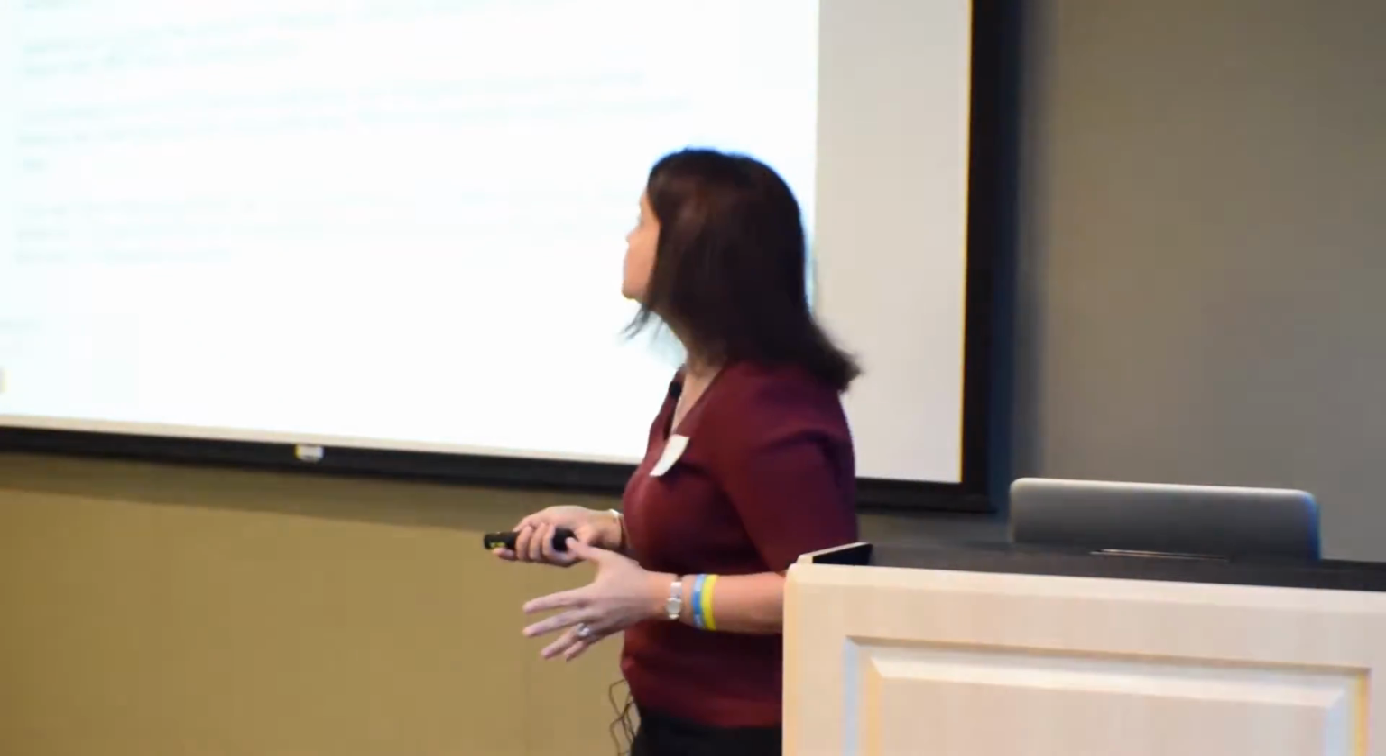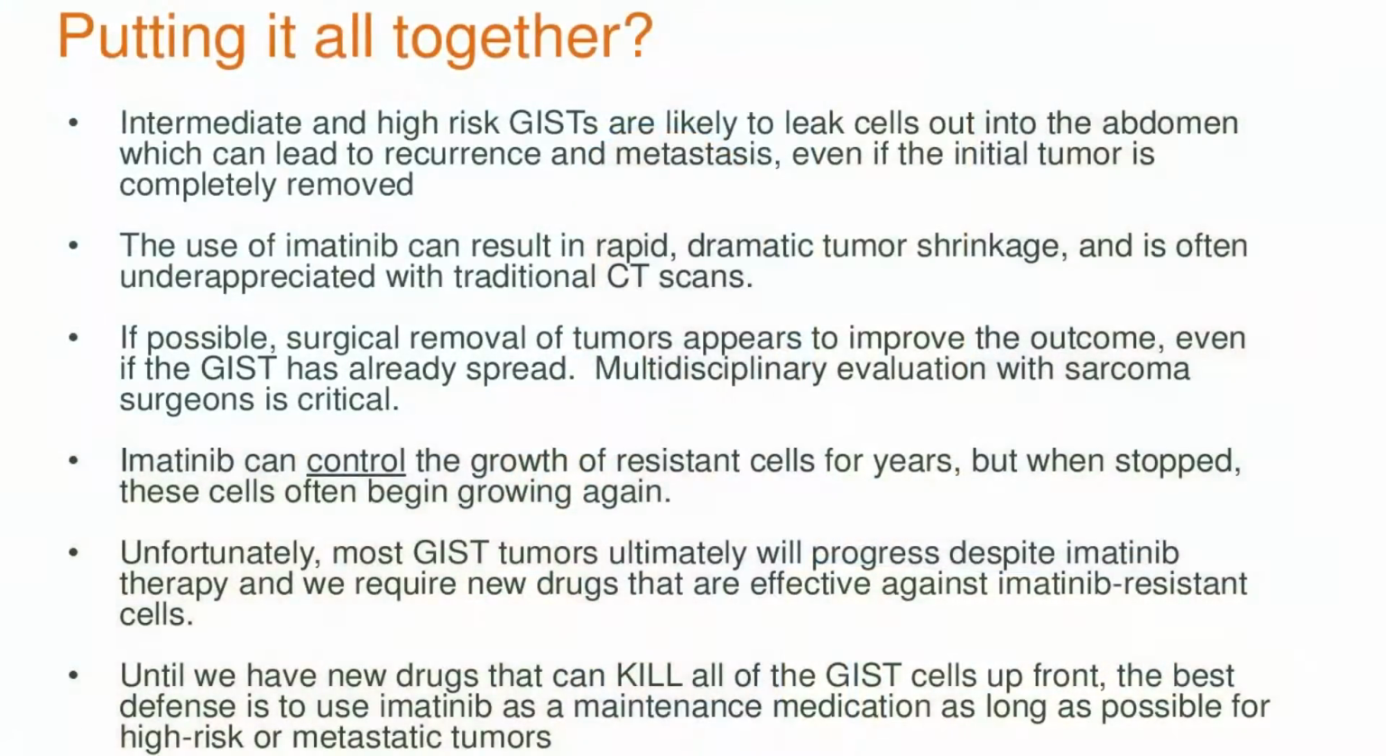So to summarize what I've told you so far, the intermediate and high-risk GISTs have the ability to leak cells, okay? And so even if you take out the tumor, you're still at a high risk of little cells forming new tumors either in the liver or other places in the abdomen. Imatinib can result in dramatic shrinkages and stabilization up front, and oftentimes you can miss it if you're just looking at regular CAT scans.